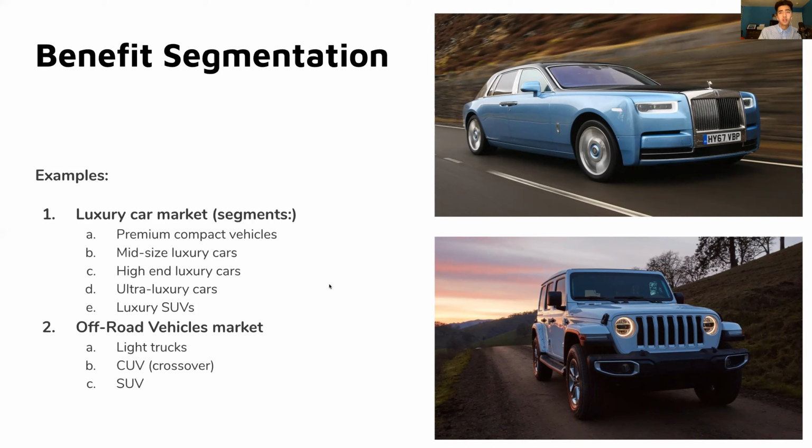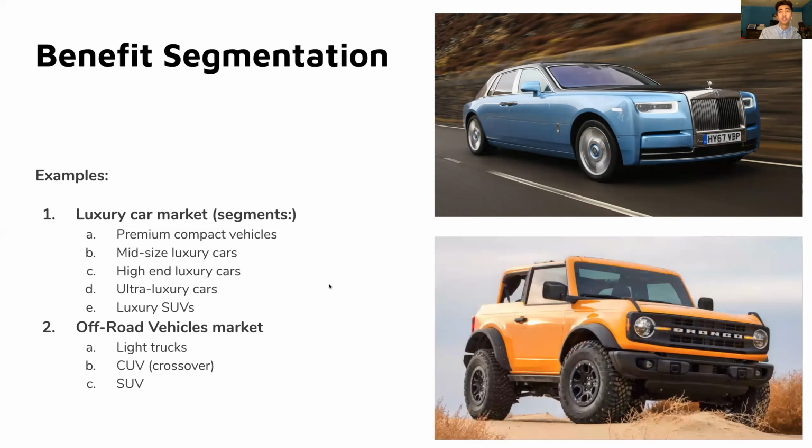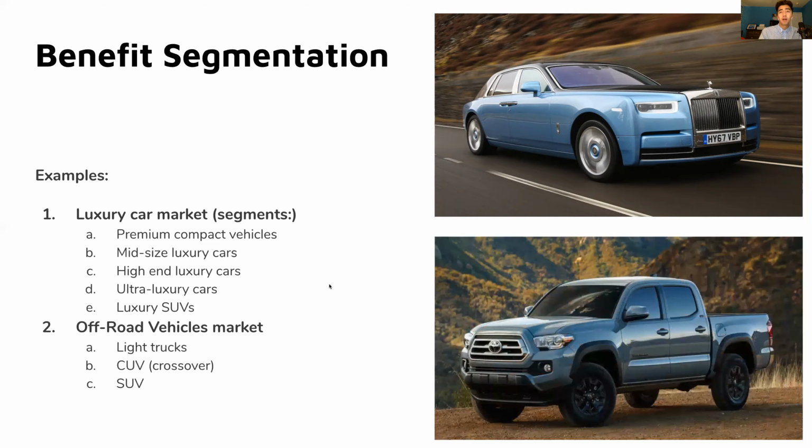And of course, the most popular amongst this category is the Jeep Wrangler. And then we have the Ford Bronco, which just came out and is intended to compete with the Jeep Wrangler. And then we have the Toyota Tacoma, which is really popular here in Hawaii. Of course, there are a lot more segments and examples in the automobile industry, like family cars, compact cars, but these are two unique examples that I wanted to highlight.